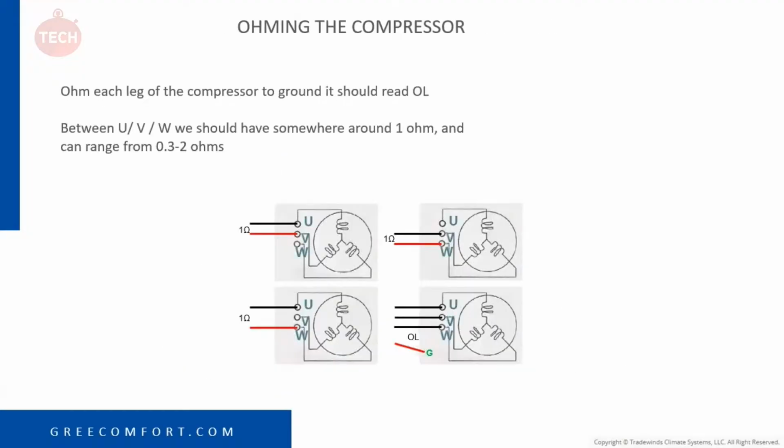So now we get into ohming the compressor. You've got U, V, and W, 3 legs. As you can see in the picture there, we're just going to ohm each leg to each leg. So U to V, U to W, W to U. We should be reading about the same.